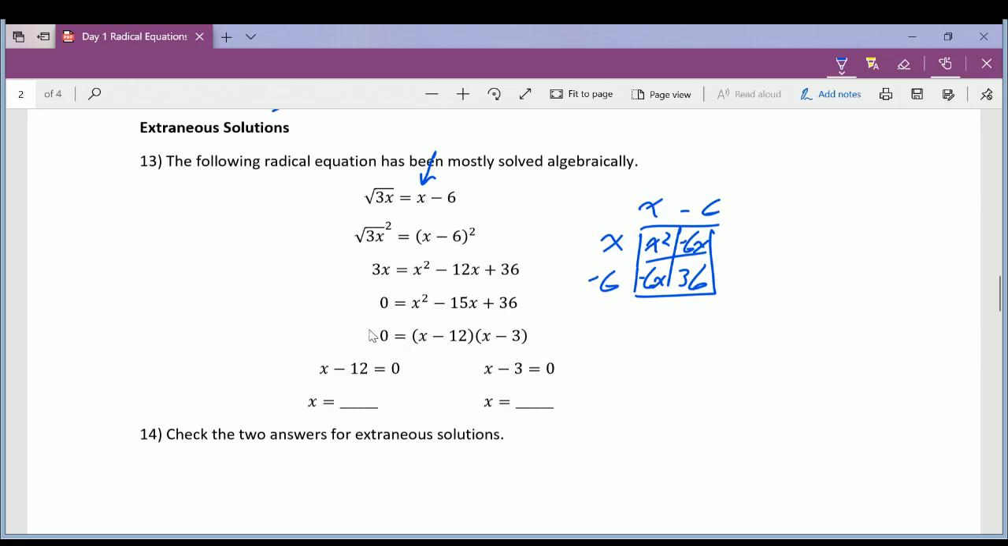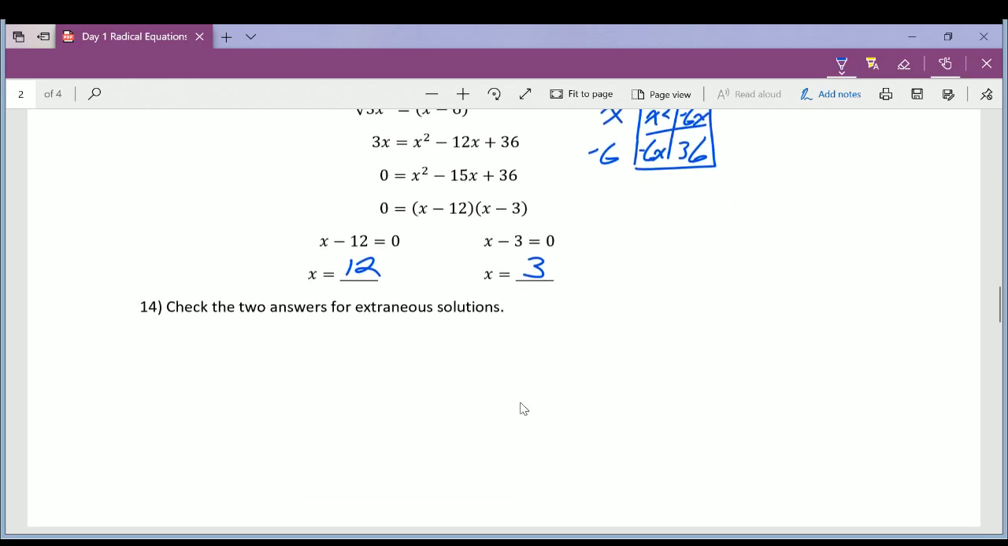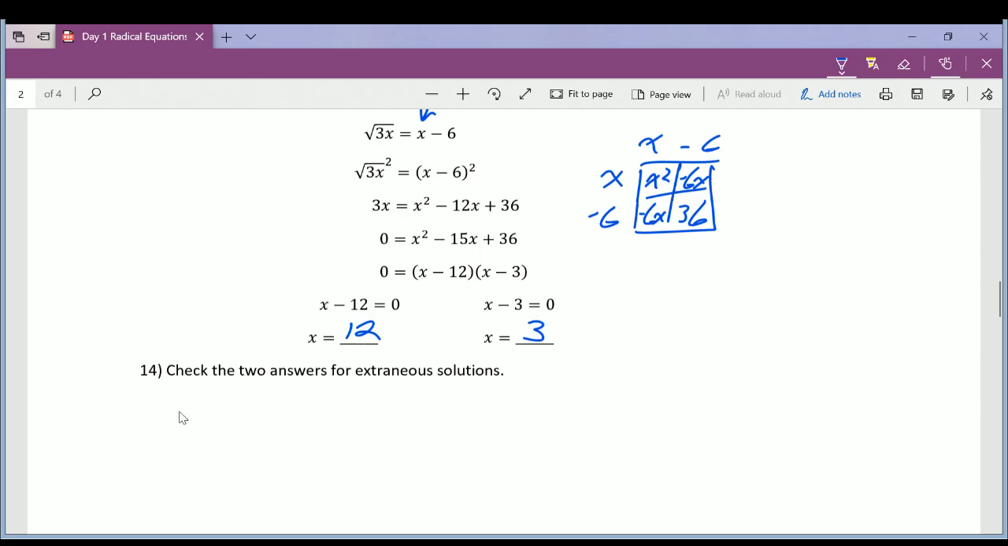Okay, so anyway, however you end up doing it, this time we did it by factoring, but it's no big deal. x minus 12 is 0, which means x is 12. And x minus 3 is 0, meaning x is 3. Okay? And now we need to check both of those answers. You're going to do 3x equals x minus 6, and you have to do it with the 12, and you also need to do it with the 3.